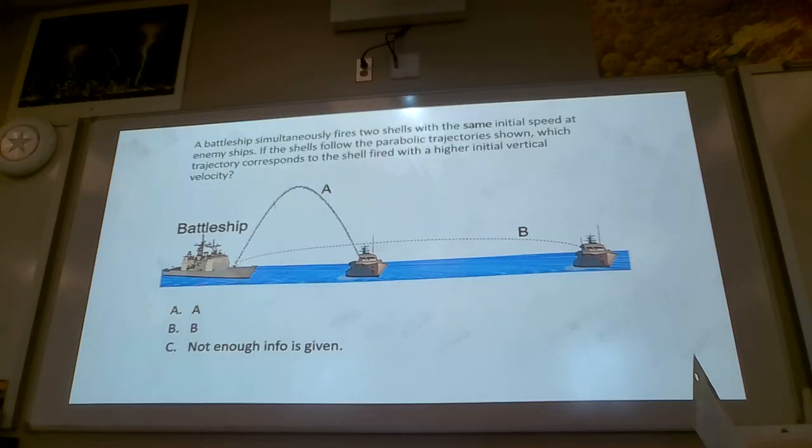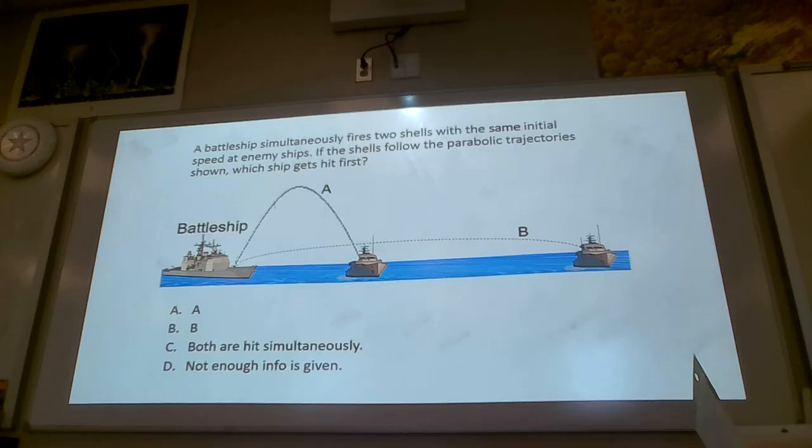Okay, correct answer is? Hey, is everybody good with that? Like, that makes sense based on your lab? The higher it goes, the faster its vertical velocity. Okay. All right. Next question.